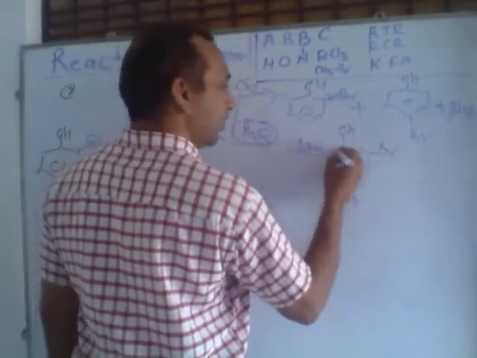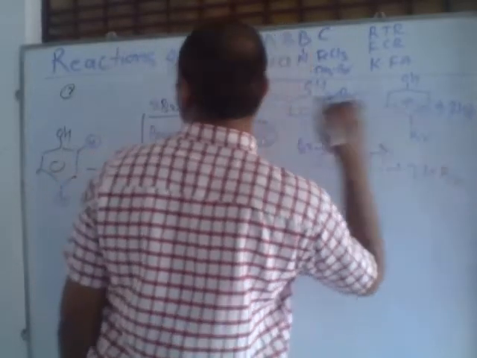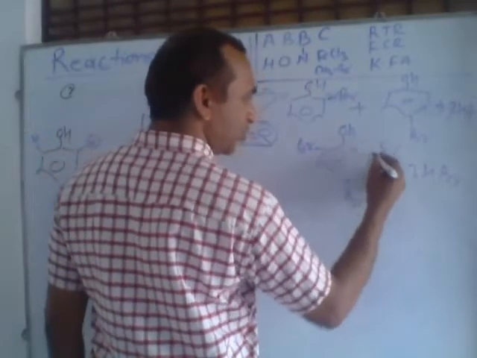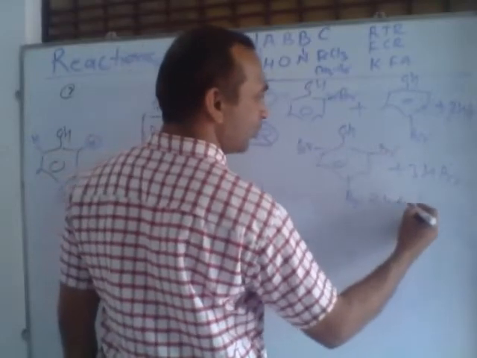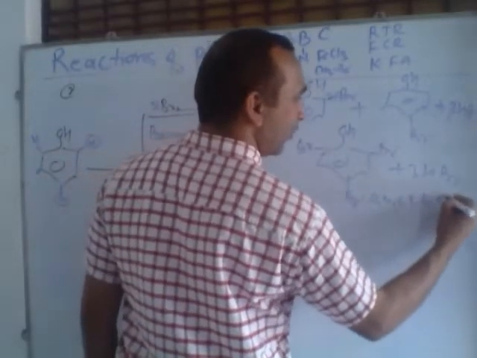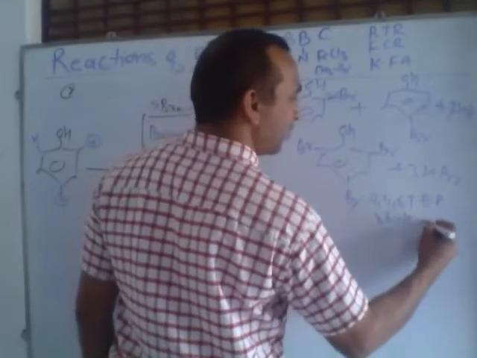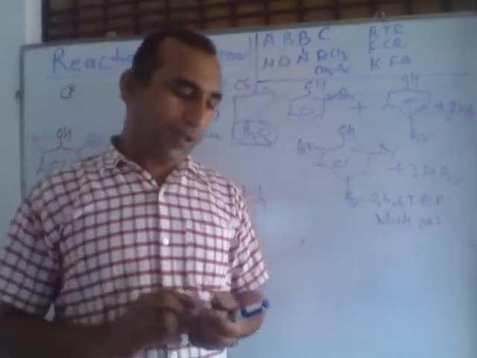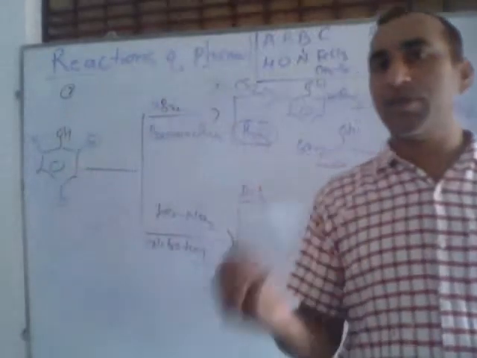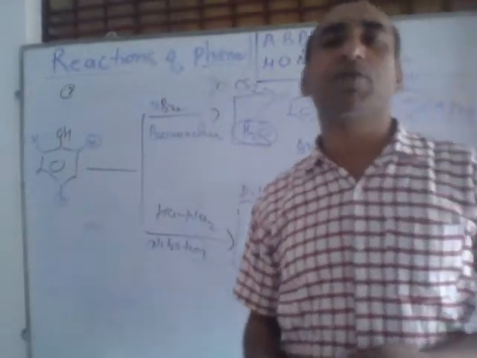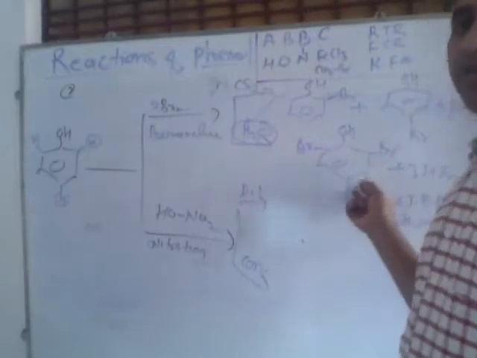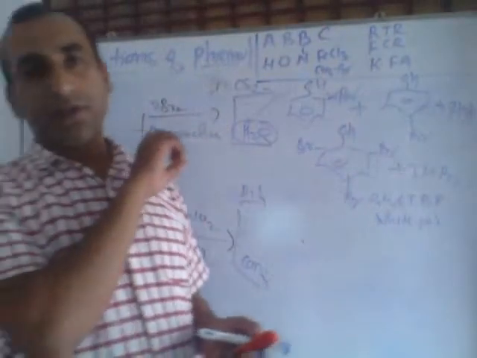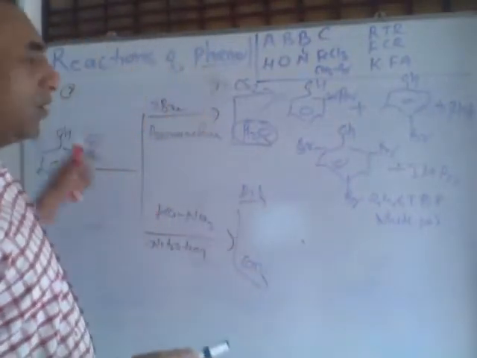It means three Br react at the ortho, para and ortho positions, that is 2, 4 and 6. This is 2,4,6 tribromophenol, a white precipitate. So this is actually called the test of phenol. If bromine reacts with phenol in aqueous solution, the reactivity of bromine increases and this white precipitate is formed. The formation of white 2,4,6 tribromophenol indicates the reacting species is phenol.